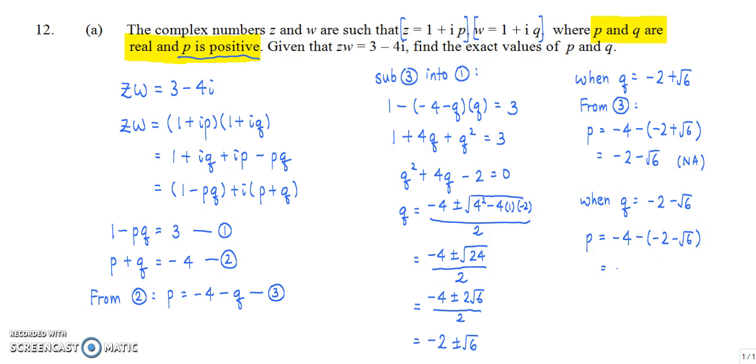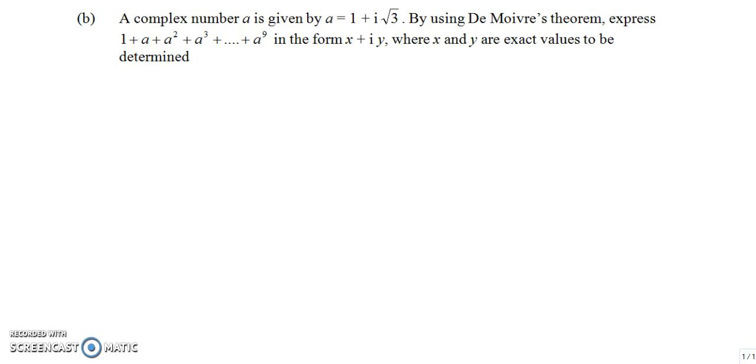And in this case, we get negative 2 plus the square root of 6, and this is greater than 0. So with that, we have found the exact values of p and q, and that concludes the first part of question 12. Let's now proceed to question 12 part B.